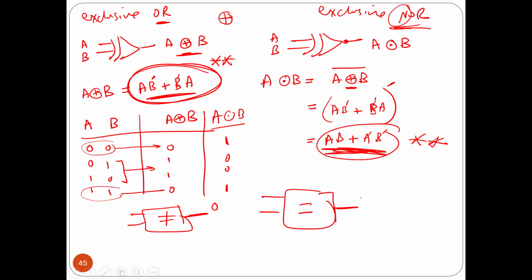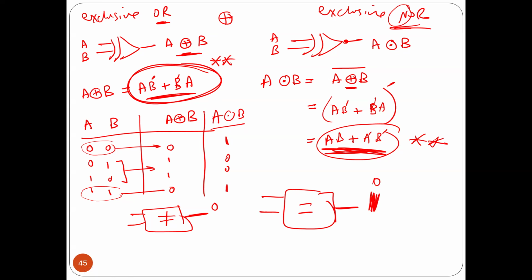So this gate is going to give me 1 when the two inputs are equal. Because again, you can see this one is just inverted, okay? So when the two inputs are equal, exclusive NOR gives me 1. If the two inputs are not equal, exclusive NOR gives me 0.